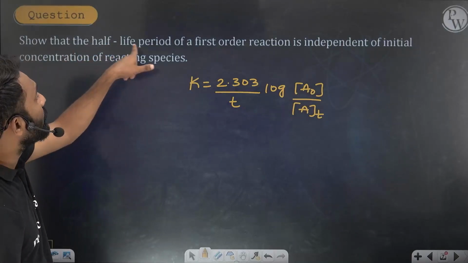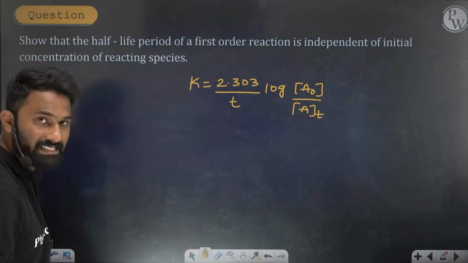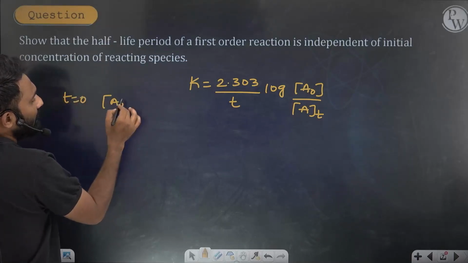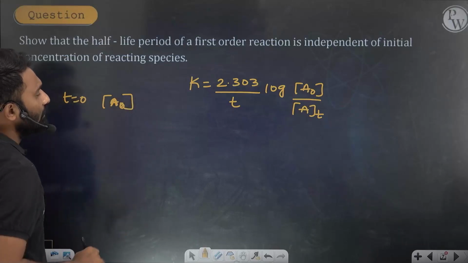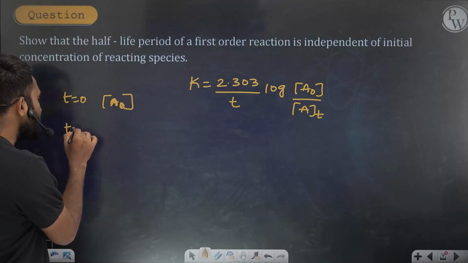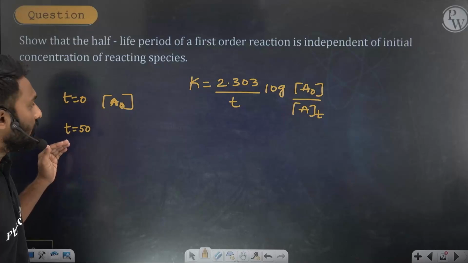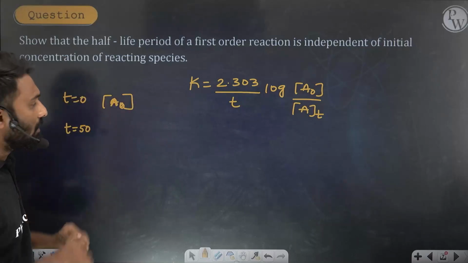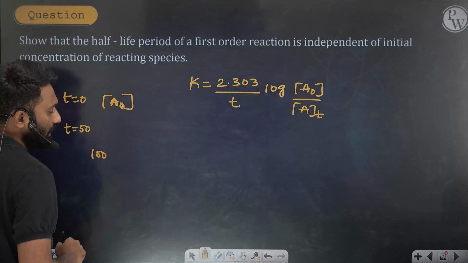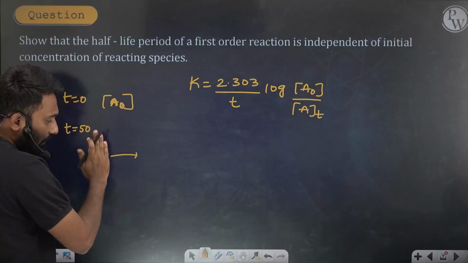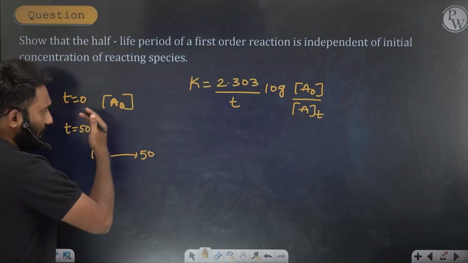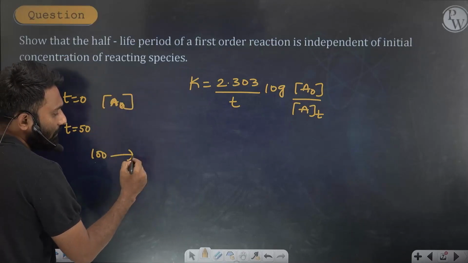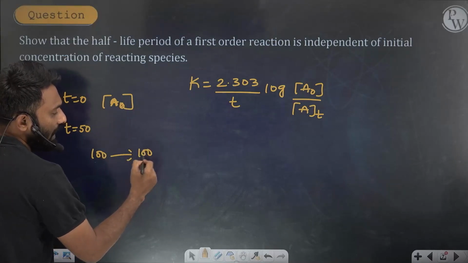Now but he is asking to show that the t50 of the first order reaction is independent of the initial concentration. Okay, now initially, at time t equal to 0, the concentration is A0. After the time t50, the concentration of A will become half. That means we have started with 100, after the t50 it will become 50, that is, the initial concentration will become half. That 50 I can write in this manner, 100 by 2.